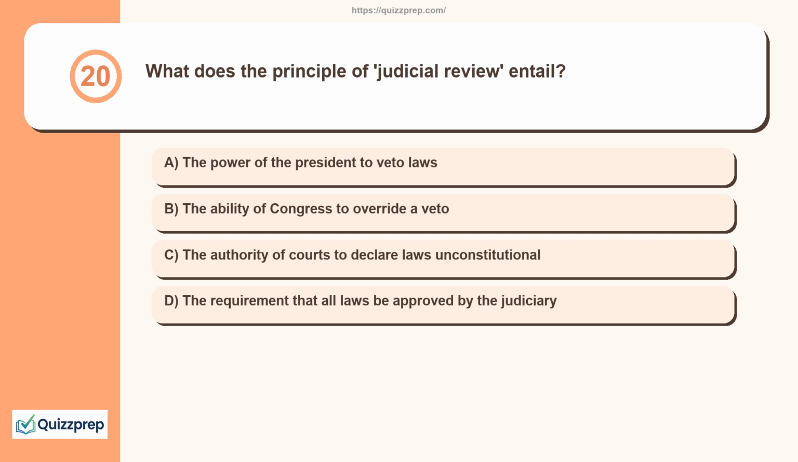Question 20. What does the principle of judicial review entail? The power of the President to veto laws, the ability of Congress to override a veto, the authority of courts to declare laws unconstitutional, the requirement that all laws be approved by the judiciary.